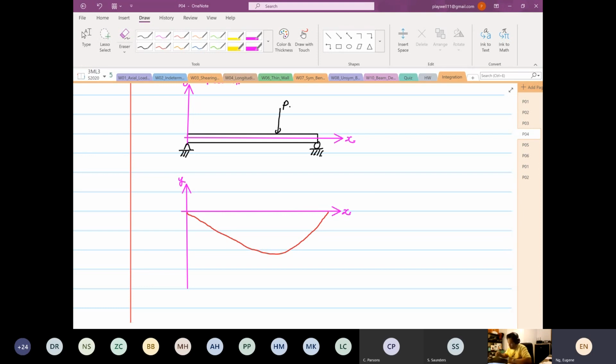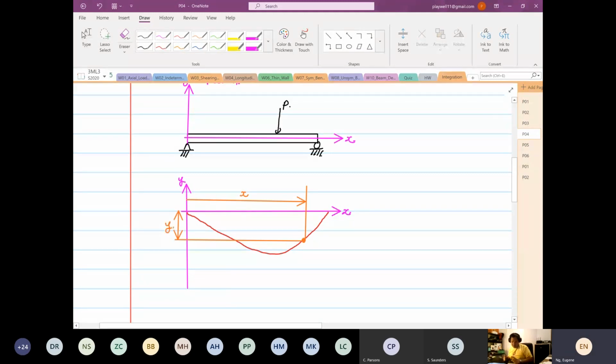So from here, let's say we pick a certain point, and this point is here. We know the distance from here up to our point over here. This is our distance x. And at this distance x, we know that we have a deflection. So deflection is y.